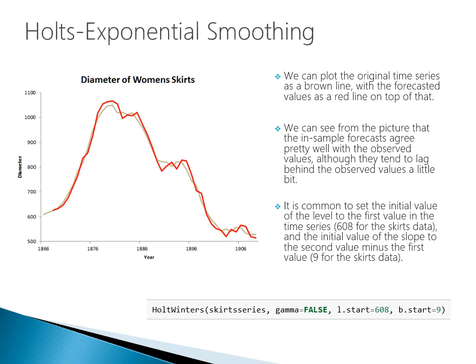It is common in this case to set the initial value of the level to the first value of the time series, so 608 for the skirts data, and the initial value of the slope to the second value minus the first value, 9 for the skirts data. So we initialize it based off of the initial starting observations. And we can see the R code down below that shows the L start and the B start with such parameters.